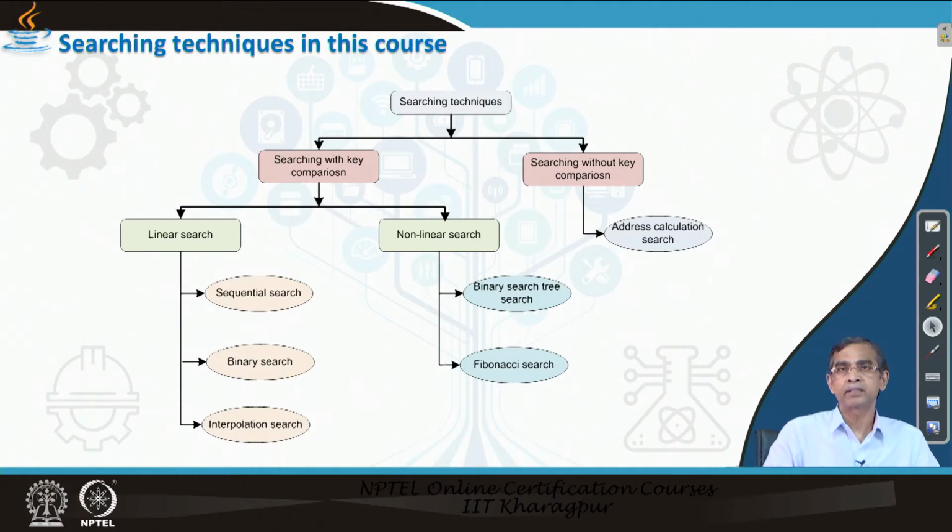Address calculation search basically follows the hashing concept, which we have already covered while we were discussing mapping, but here in the context of simple searching we will discuss this concept. So this discussion will complement the already learned discussion on mapping and tables. So this is the plan for this module. We will discuss different things. Some portions will be discussed today and some other parts in the next class.